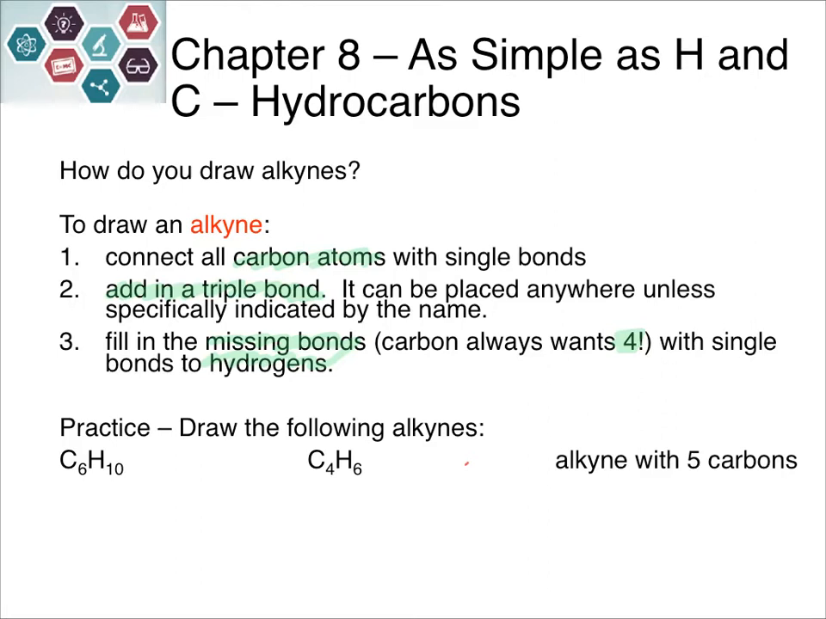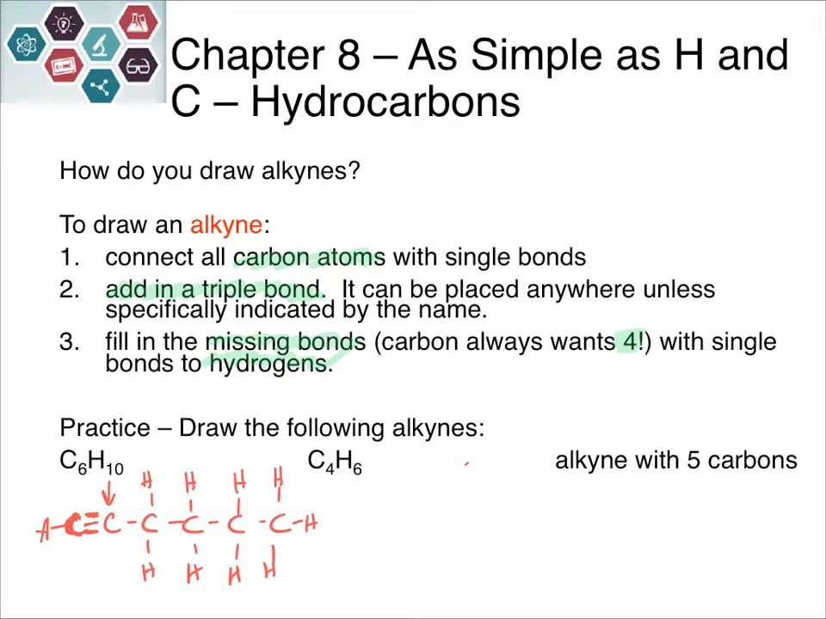So if we do the first example, we've got 6 carbons. Put your triple bond anywhere. I'm going to put it on the end. So if I look at this first carbon, it already has 3 bonds, so it's only missing 1 hydrogen. The next carbon over already has 4 bonds, so there's no hydrogens. Then the next 3 all have 2 bonds, so we're missing 2 hydrogens. Then the one on the other end only has 1 bond, so it's missing 3 hydrogens.